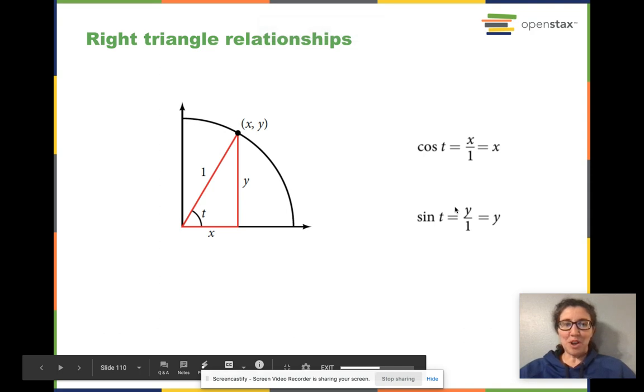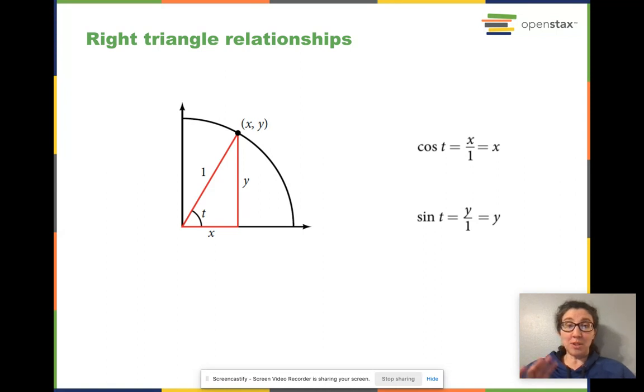All right, we're going to talk about triangles. Up until now, we've really been talking about how things work on the unit circle. Now, this is a trig class. We're going to start talking about triangles.